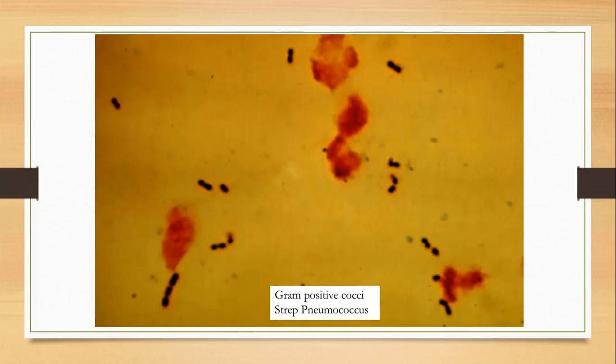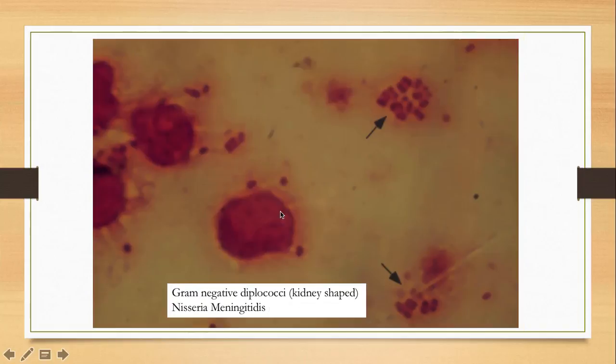Let's look at the slides real quick. So we have gram-positive cocci that look like this, and you know that this is strep pneumo, and then we have gram-negative diplococci that look like this. They're kidney-shaped, and this is Neisseria.